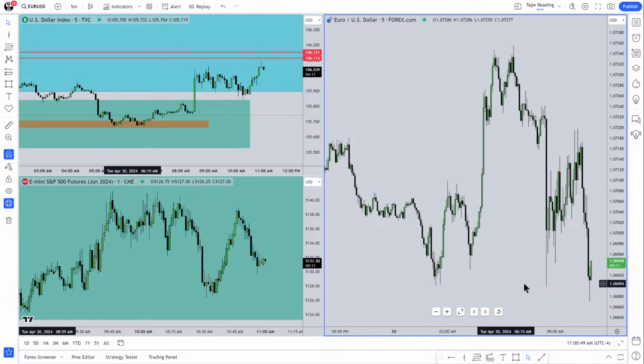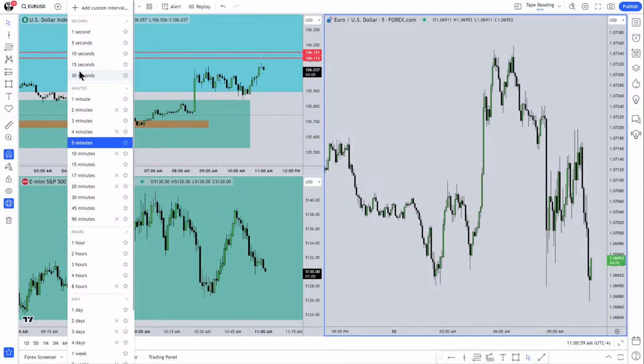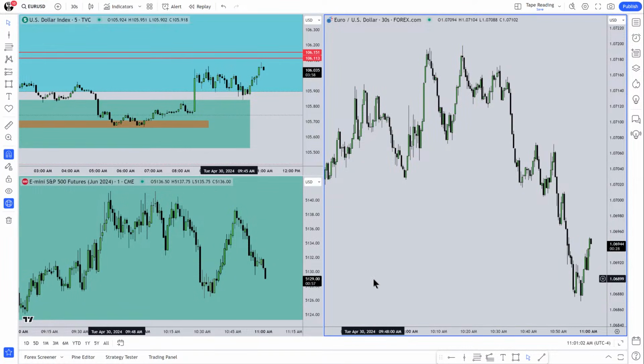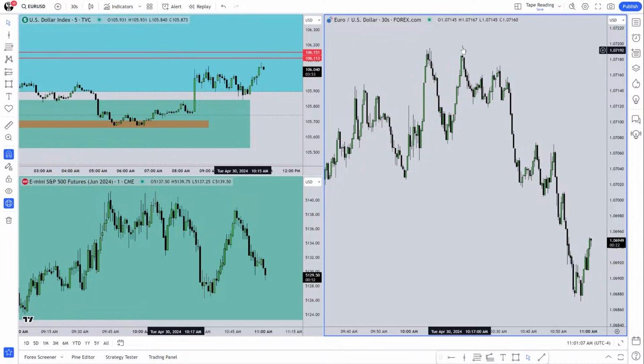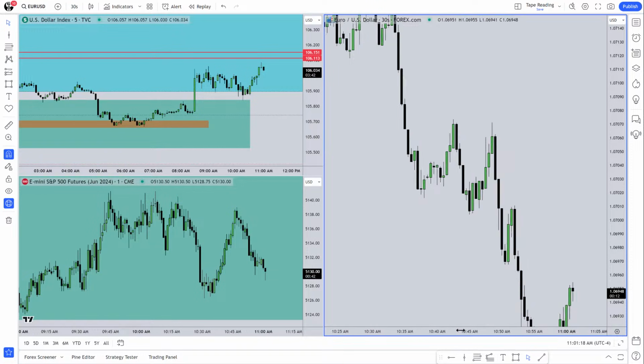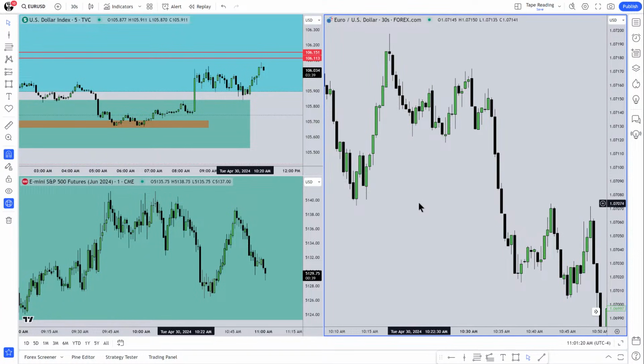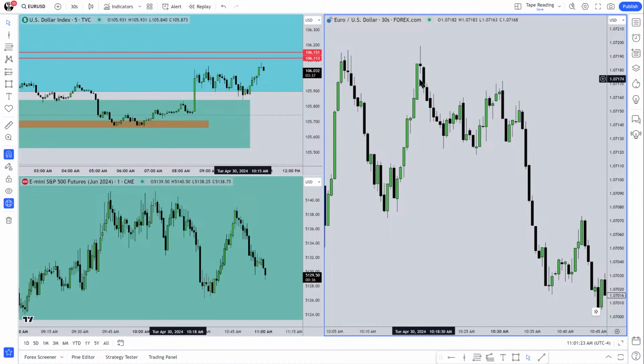What's that? Sell side. Inefficiency breaks. Let's take a look at that on a 30-second chart. Buy side taken. Breaks. Balanced price range. What is a balanced price range? Balanced price range is when you have two inefficiencies in opposing directions in the same general area in terms of price. That's this and this. That range and that range.